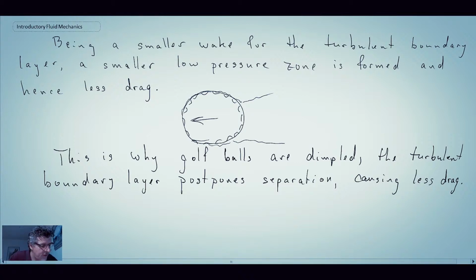Now, what I'm going to do in the next slide here is plot the pressure distribution around the cylinder, and that will provide a little bit more information in terms of why this process is occurring.